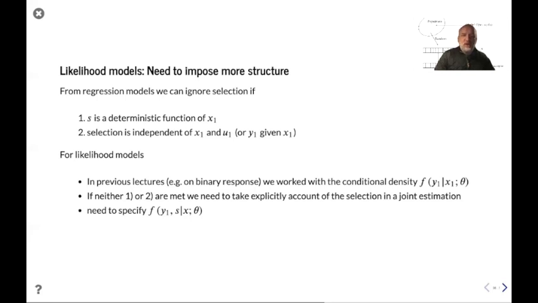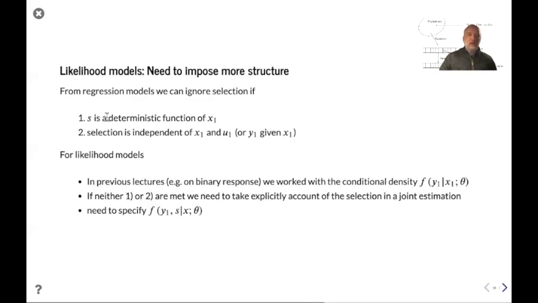For regression models, we can ignore selection if the selection indicator is a deterministic function of the explanatory variables, or if the selection is independent of both the explanatory variables and the unobservables in the equation of interest, or y1 given x1, if you will. For likelihood models, in the previous lecture on, for example, binary response, we worked with conditional densities. It's not enough to just work with the conditional mean, so that you get a regression function. You need to work with the conditional density of the variable of interest, and not just the conditional mean. But we're going to use what we worked on previously when we were studying binary response to derive this density.